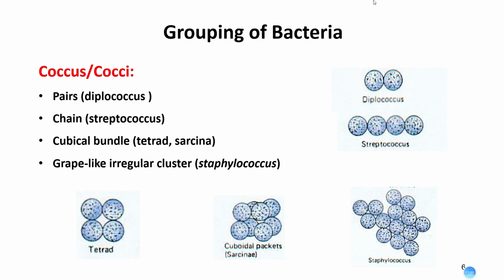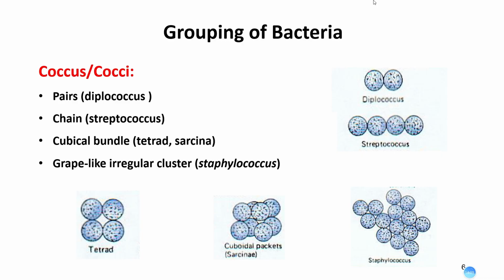Or some bacteria can form a cubical bundle, like four bacteria here forming a four-cell bundle. So it's a tetrad. Or this one, eight cells bonded together. We call them sarcina. Sarcina means eight, right?